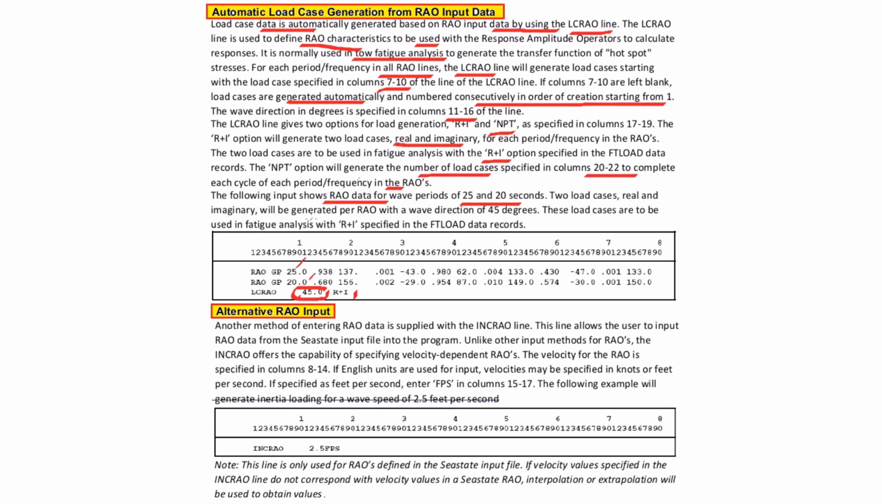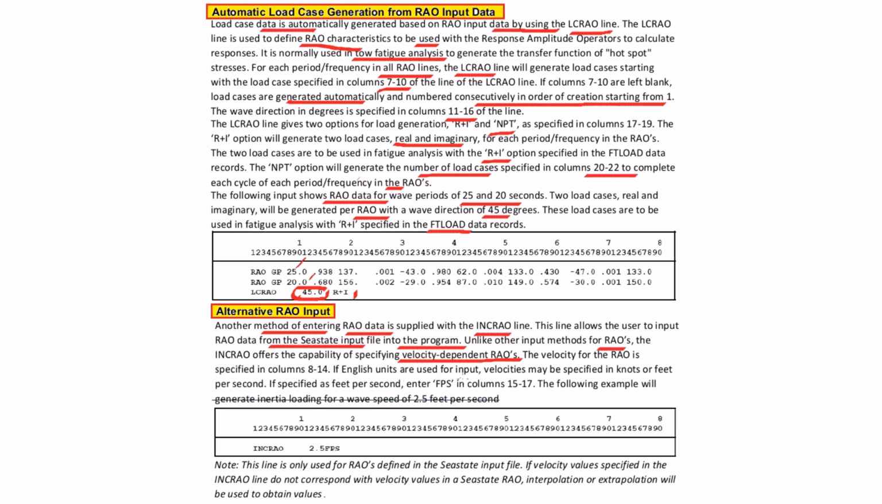Two load cases, real and imaginary, will be generated per RAO with wave direction of 45 degrees. These loads are to be used in fatigue analysis with the RI option specified in FT load data records. Alternative RAO input. Another method of entering RAO data is applied with the INC RAO line. This line allows the user to input RAO data from the C state input file into the program. Unlike other input methods for RAOs, the INC RAO offers the capability of specifying velocity dependent RAOs. The velocity of the RAO is specified.